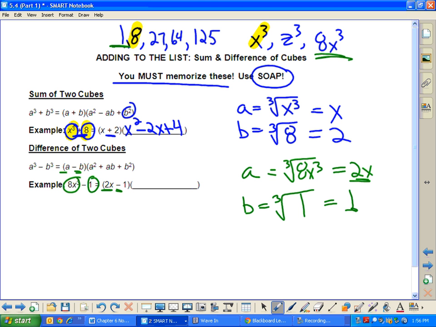To get the trinomial on the back, you square A, because it says A squared in our formula. A squared is going to be 2x times 2x. That's 4x squared. I would square the value of B next. 1 times 1 is 1. And then I multiply A and B together. 2x times 1 is 2x.